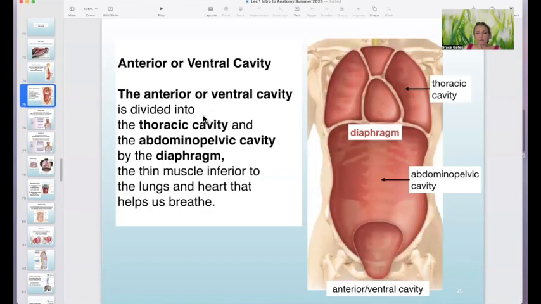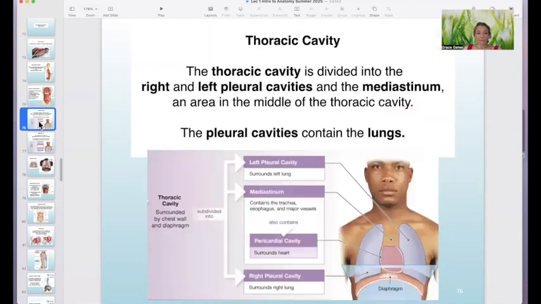The anterior cavity is divided into the thoracic cavity and the abdominopelvic cavity by the diaphragm, which is a thin muscle inferior to the lungs and heart that helps us breathe. It goes all across the interior of the body like a complete shelf, right, below the lungs and the heart and above the abdominopelvic cavity.